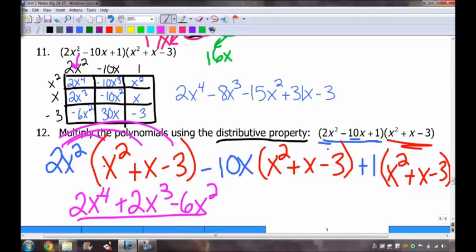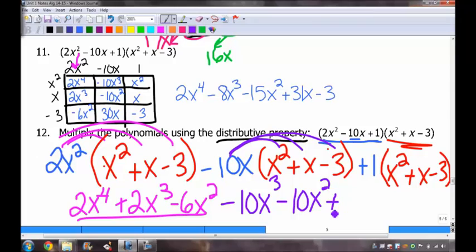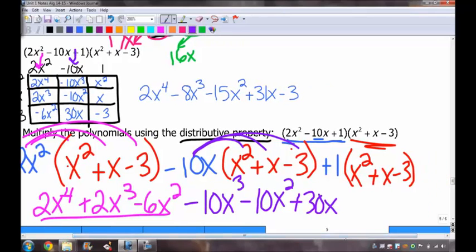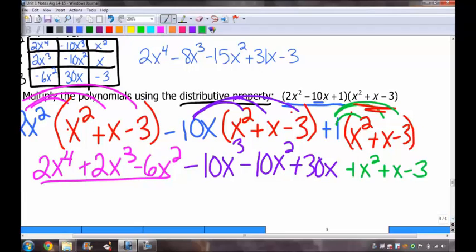Now the next one, you have to be really careful when you distribute that negative, okay? So this ends up being negative 10x cubed minus 10x squared plus positive 30x, okay? And same thing, look right here, it's the exact same numbers that we have in that column. And then the last expression that we end up getting when we distribute the 1 through, that's easy. You get x squared plus x minus 3, which again is what you have in this column. So if you notice, it's really essentially the same thing.